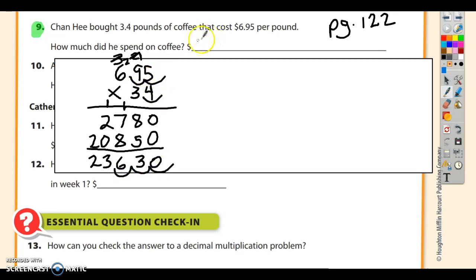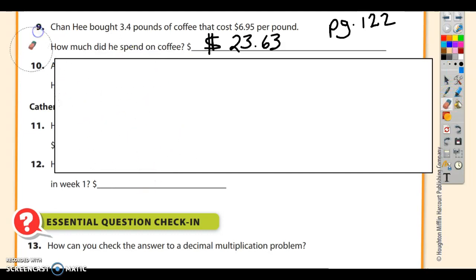And this is a money problem. They already gave us the dollar sign, but I'm going to rewrite it. This is a money problem, so the answer will not be 23 630 thousandths, because when it comes to money, we only go out 2 digits after the decimal. The answer is $23.63. So if you leave that 0 on the end, it's kind of an invalid answer. All right, cool. Good job on number 9. Let's go check out number 10.